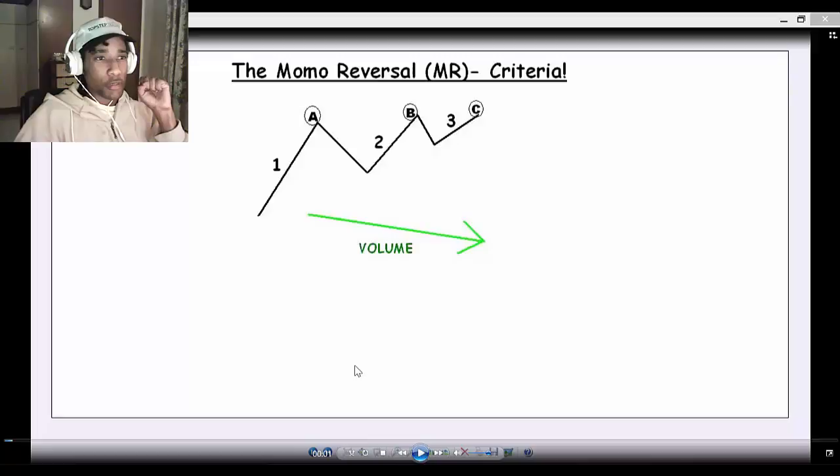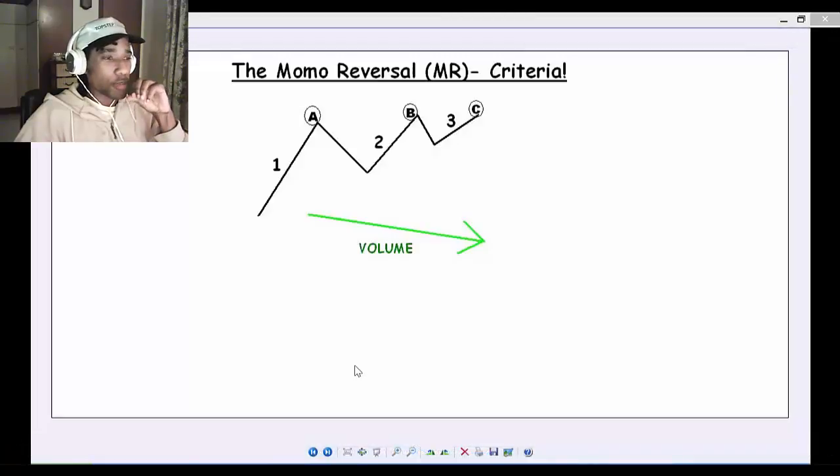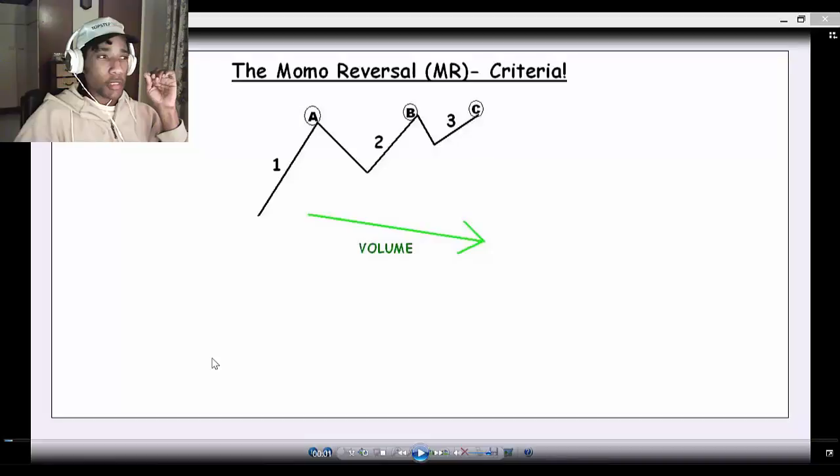The Momo reversal is something I've worked on for a very long time in the past. I went to Florida to do some mentorship with a trader. Her name's Toni Hansen, and she first introduced me to this concept, and then I did further work on it to refine it to what you see in front of you here.